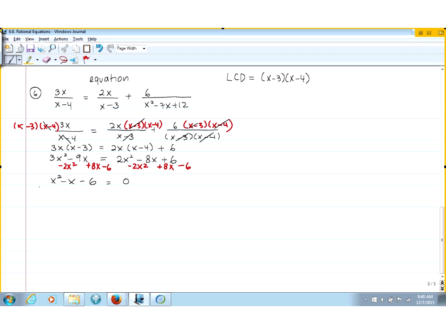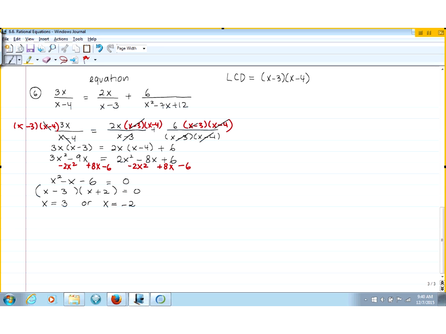Okay. Is it factorable? What is this? x minus 3 times x plus 2 is 0. So what is x equal to? 3, or x is equal to negative 2. So x minus 3 is 0, so x is equal to 3. x plus 2 is 0, so x is equal to negative 2.